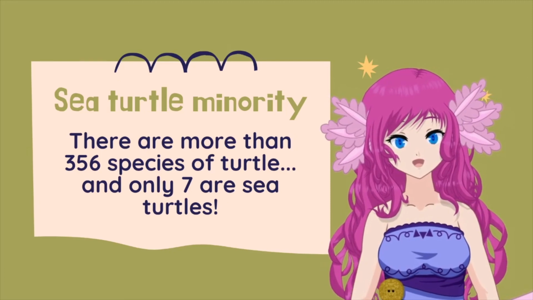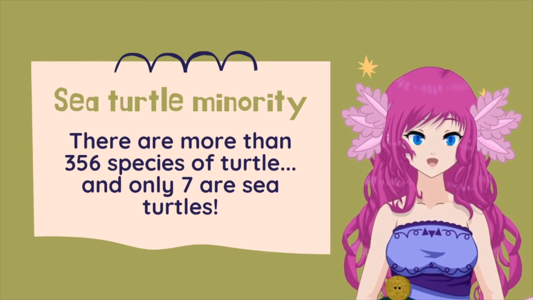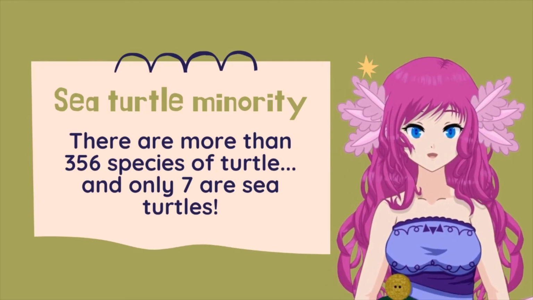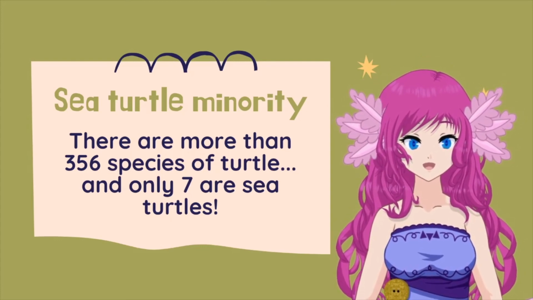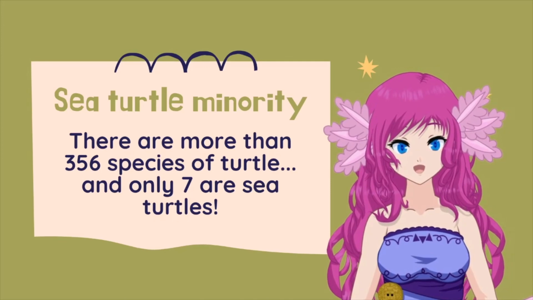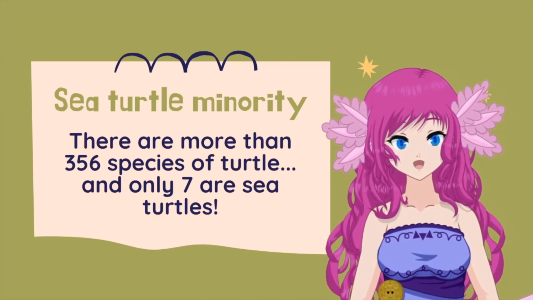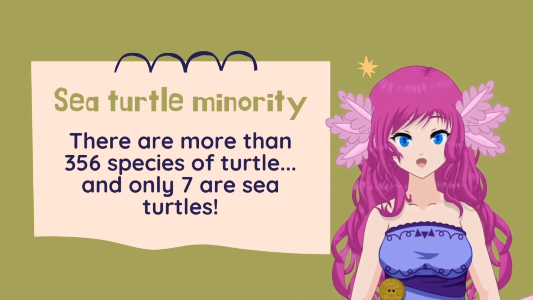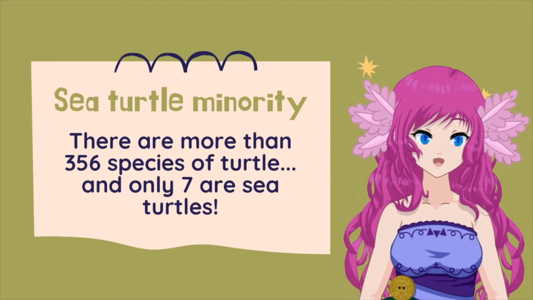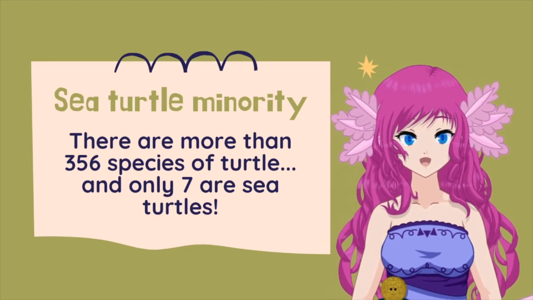Although we think of sea turtles a lot, they're actually in the minority. There are more than 356 species of turtle, tortoise, and terrapins. Of these, there are 7 known species of sea turtles: loggerhead, green turtle, leatherback, hawksbill, Kemp's ridley, flatback, and olive ridley. The rest will be found in a variety of habitats across the globe on land or by fresh or brackish water.